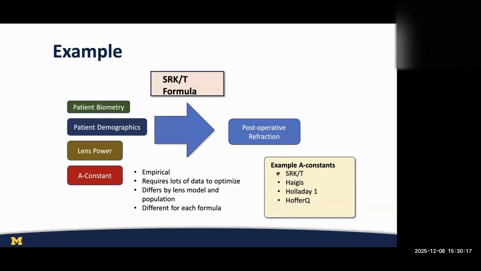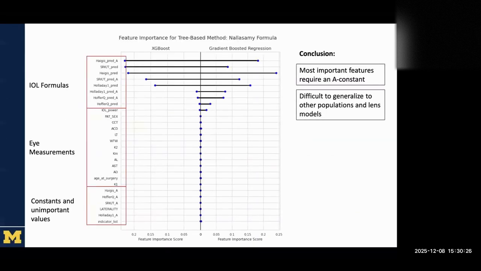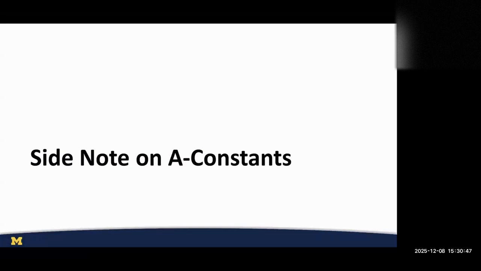So for example, I mentioned these other IOL power formulas. They all have their own A constants as well. And so what we can conclude from this is that the most important features in this model require an A constant, and it's reasonable to assume that this makes it difficult for the model to generalize to other populations and lens models. So ideally, we want to create a model which is less dependent on A constants.